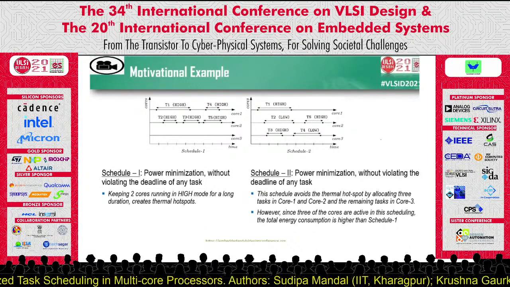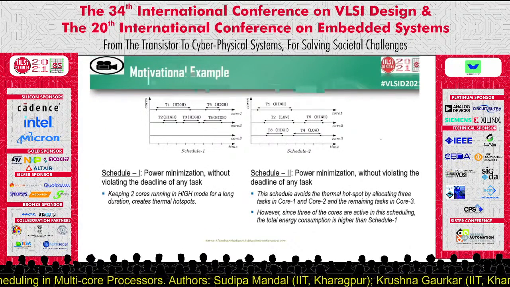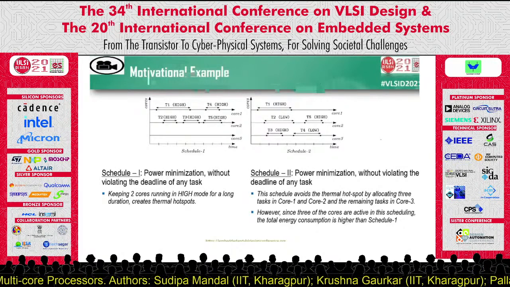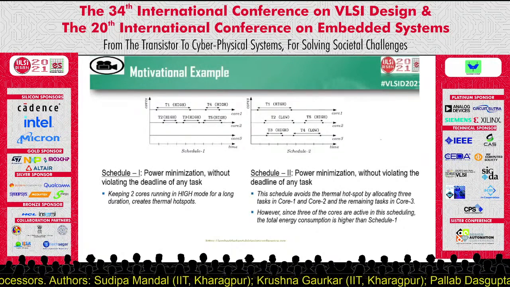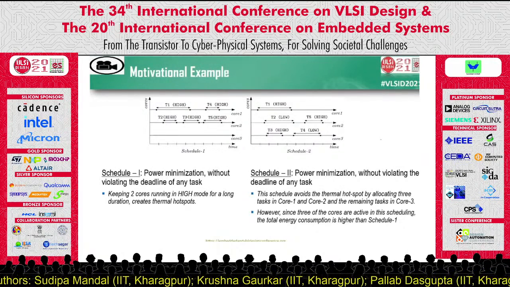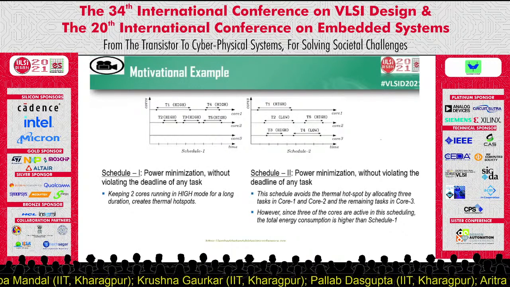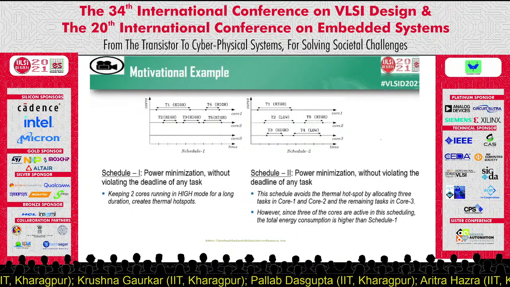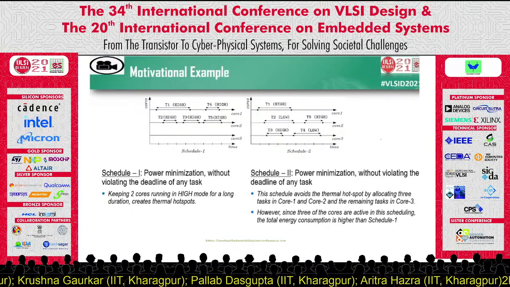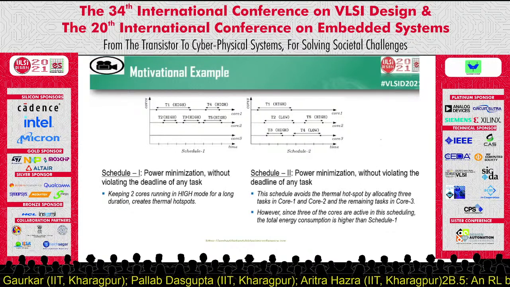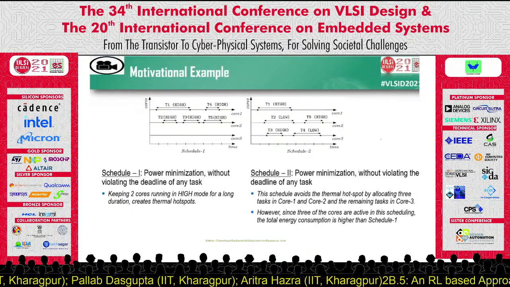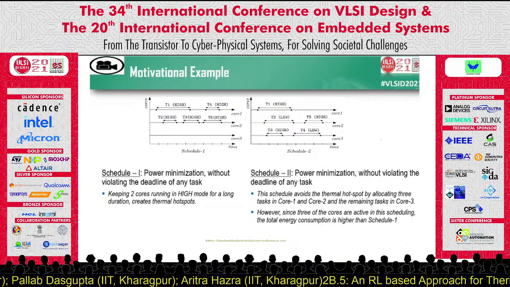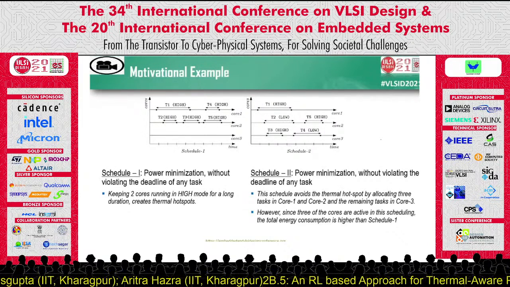Let us consider Schedule 1 first. Here all the tasks are allocated to only two of the cores, and all of them have been allocated in high mode. While performing in high mode, the processor overall consumes less energy at the end of the execution. However, keeping two cores running in high mode for a long duration creates thermal hotspots.